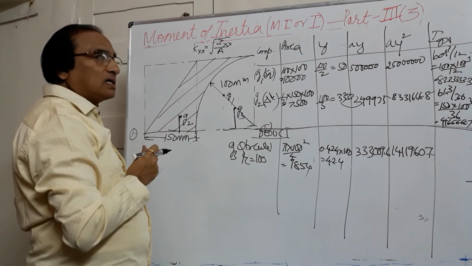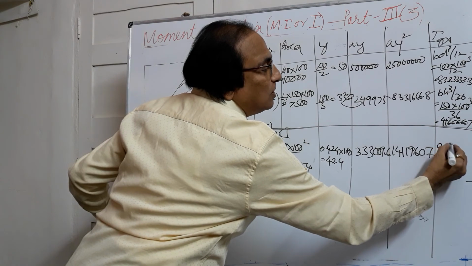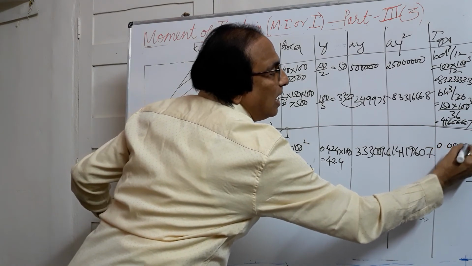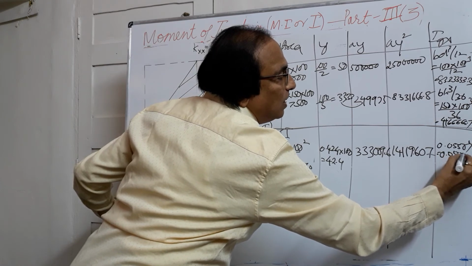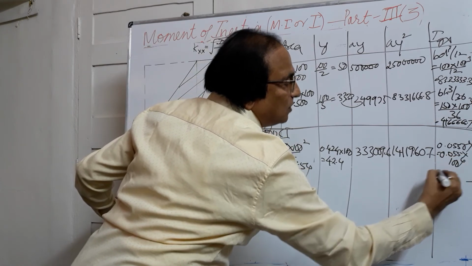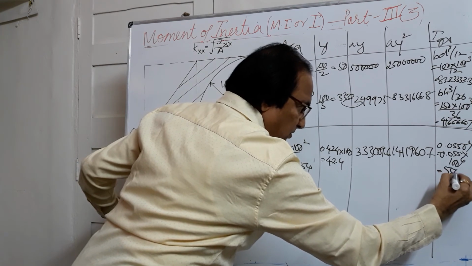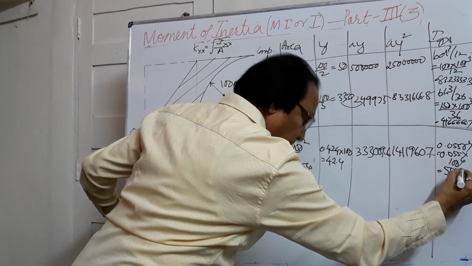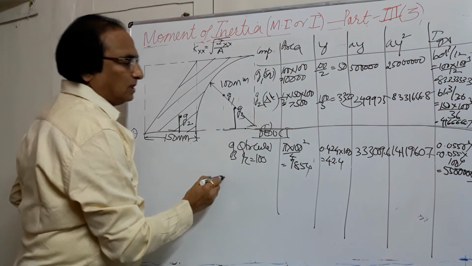Now the quarter circle. The moment of inertia of a quarter circle is given by 0.055 r raised to 4. So this will be equal to 0.055 into 100 raised to 4. So this value will be equal to 550,000. So this is to be deducted.